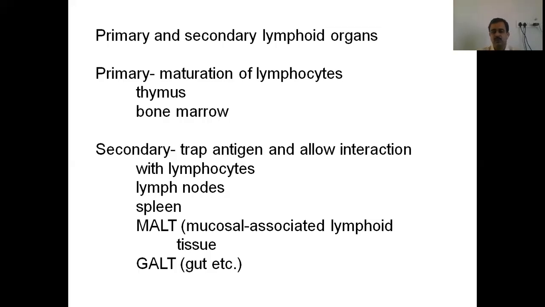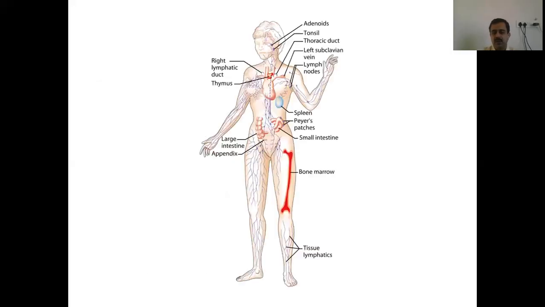Now, secondary. What are the secondary lymphoid organs? The secondary lymphoid organs are helpful for trapping the antigen and allowing interaction with the lymphocytes. So what are these secondary lymphoid organs? Secondary lymphoid organs include lymph nodes, spleen, MALT, and gallbladder. Again, we come to the same diagram. You can see the spleen over here, which is situated on the left-hand side of the heart, and you can easily see this particular organ. This organ is helpful for capturing the antigens and presenting them to the lymphocytes.